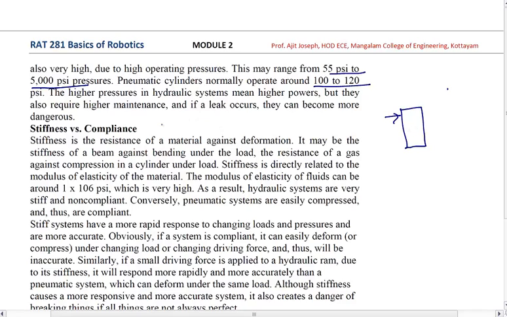What is compliance? Compliance is the opposite of stiffness. Compliance is whenever any force is given and changes are made according to the force applied. So if the material is easily deformed, then we say that its compliance is good, but its stiffness is not very good.